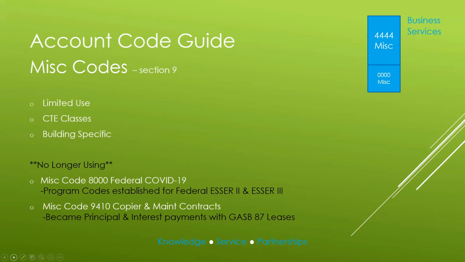Now, I want to highlight a couple of things that we're no longer using. We did have miscode 8000 for federal COVID-19 expenditures. Those were the costs above and beyond our normal operations, but we are not going to be using this anymore in 21-22 and forward, because OSPI actually came out with program codes for the federal ESSER 2 and ESSER 3 funding, and we're going to start using those codes. In addition, we're going to stop using miscode 9410 copier maintenance contracts. We got a new GASB or accounting requirement that those need to be booked as principal and interest payments on leases.